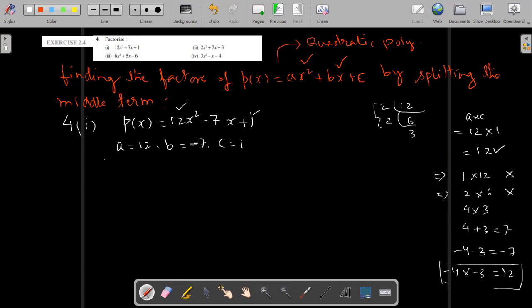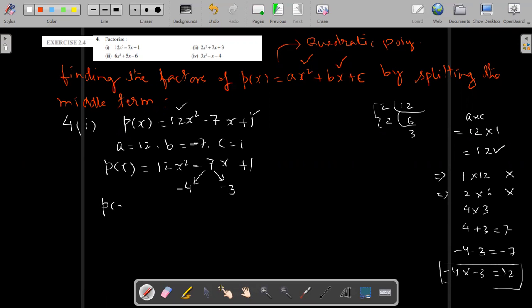So in all, we have to split this middle term minus 7 into two parts, so that their multiplication, the AC, should be 12 and their addition or subtraction will give you minus 7. So we have seen we can write minus 4 and minus 3. So minus 7 is split into two parts, minus 4 and minus 3.